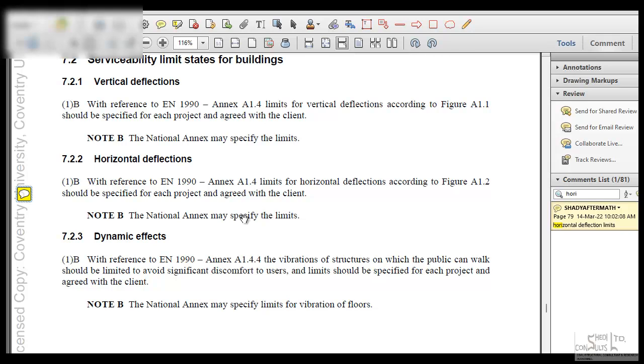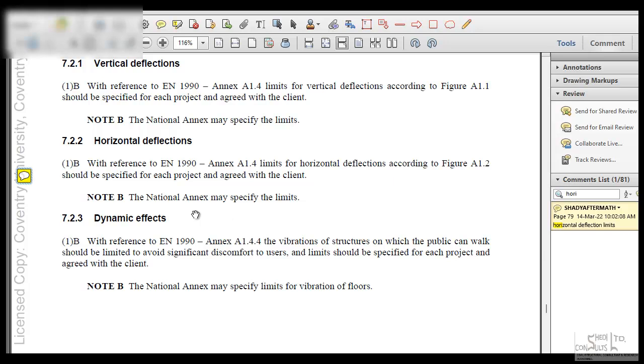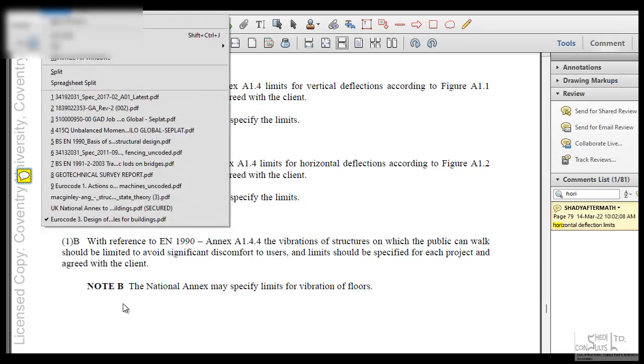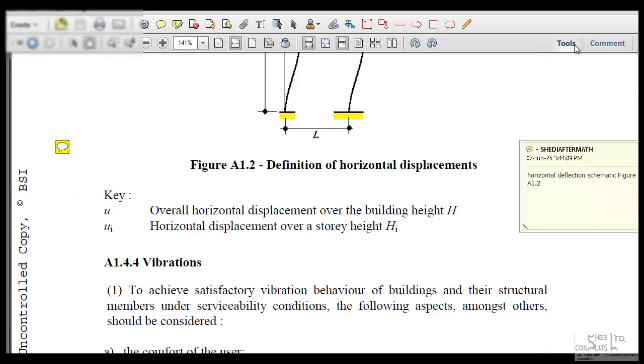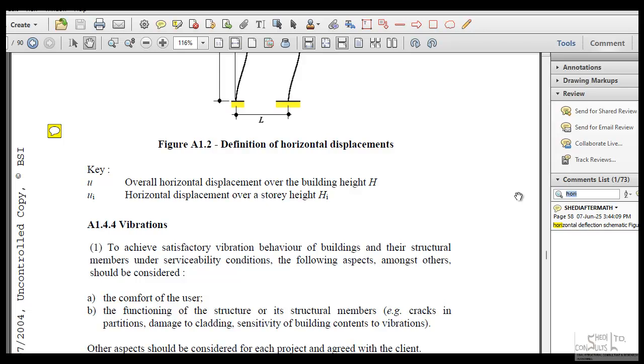of EN 1990. However, the limits for horizontal deflection under the specified combination, so we have the characteristic combination, we have the frequent combination, and so on, the limits of deflection are captured under the specified combination in the national annex. So the national annex will specify the limits.